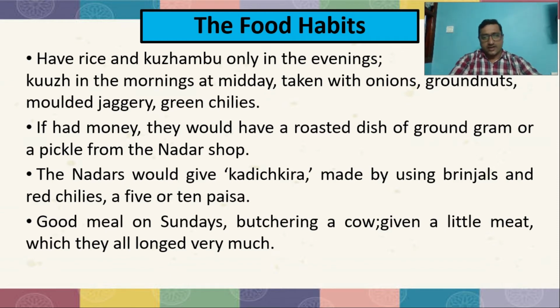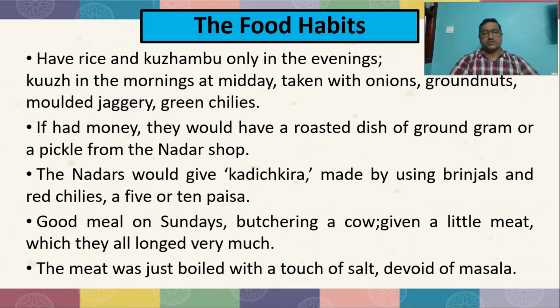Anyhow, then they had good meals. They used to have good meals when a cow was butchered and they were given a little meat, which they all longed for very much. They all liked that meat very much. That's how they used to have a good meal on Sundays. Usually on holidays, the meat was just boiled with a touch of salt and a bit of masala. So she presents all these things particularly to represent their food habits.